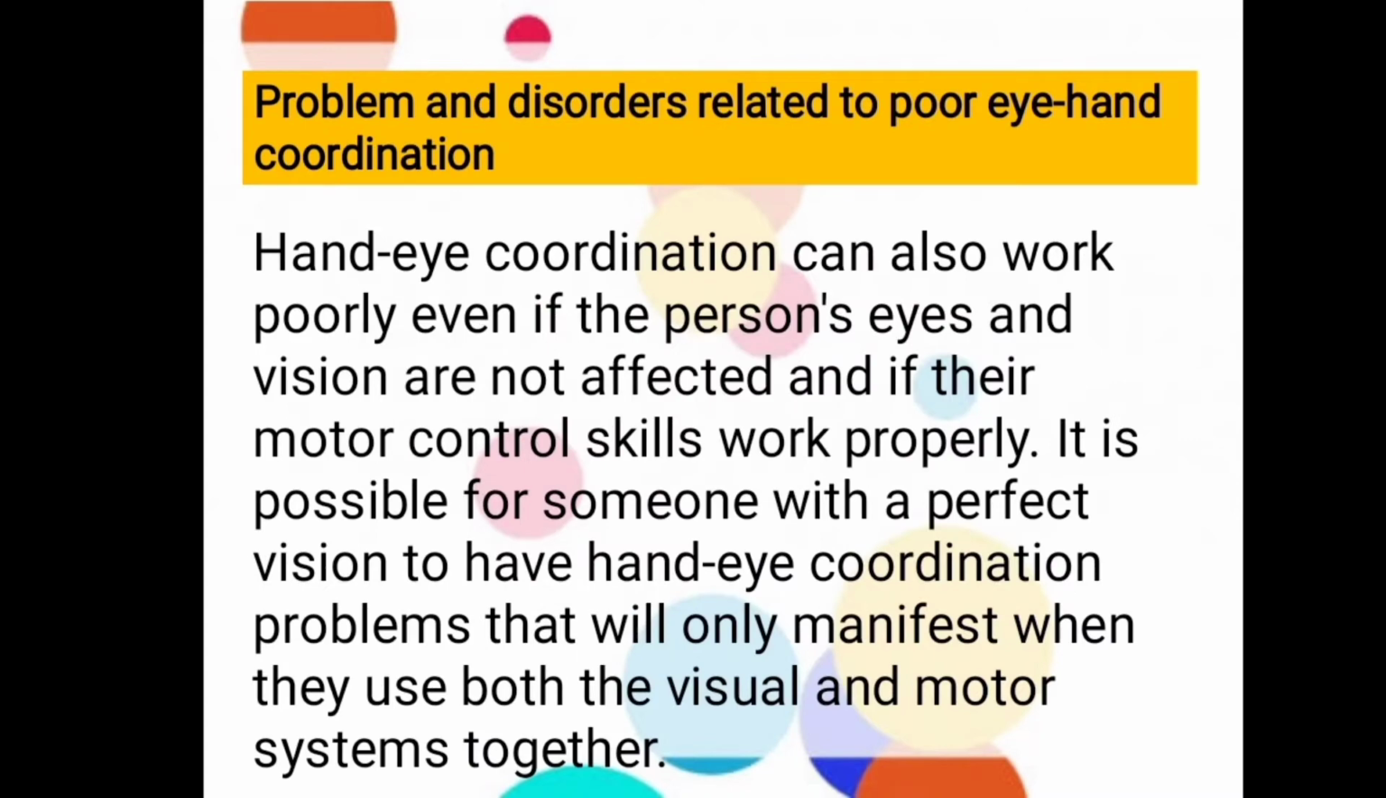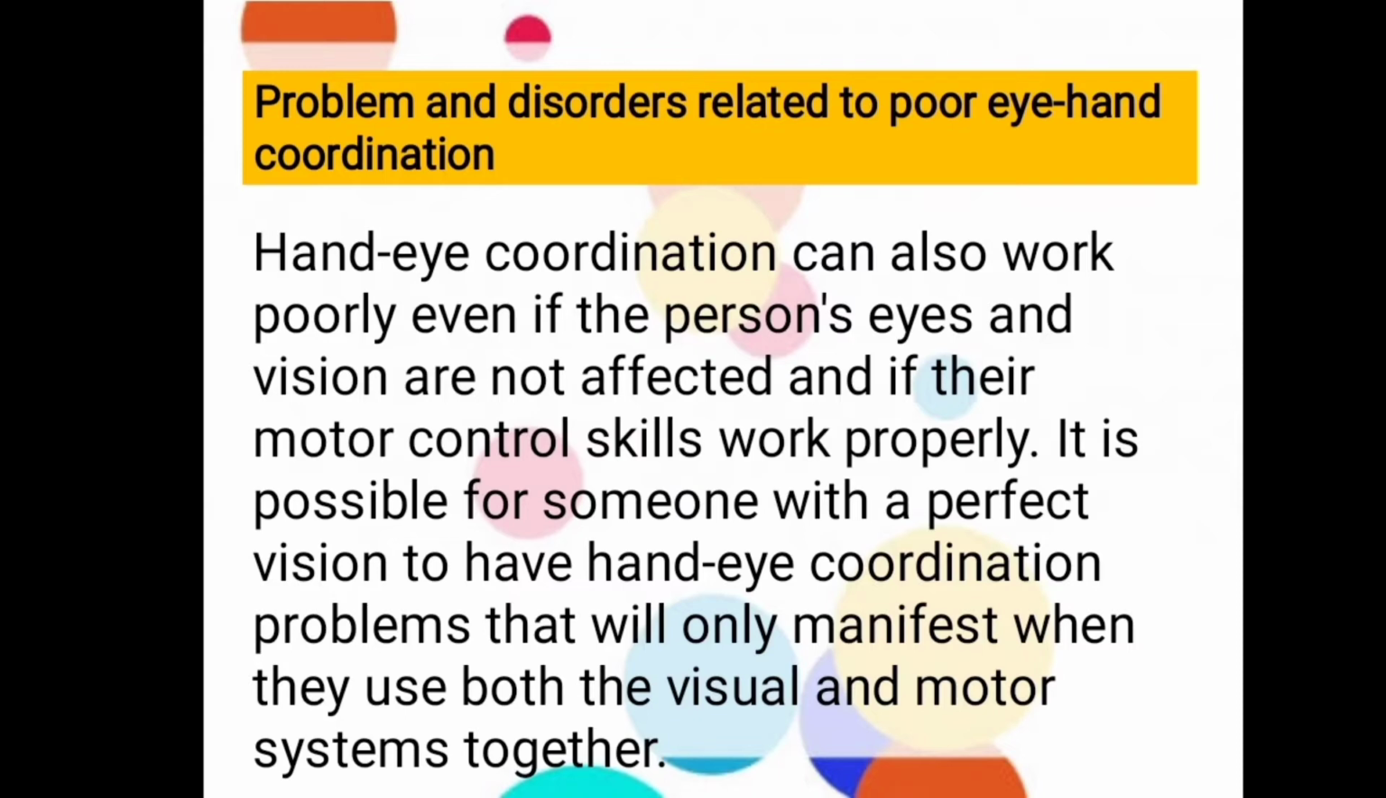Problems and disorders related to poor hand-eye coordination. Hand-eye coordination can also work poorly even if the person's eyes and vision are not affected, and if their motor control skills work properly. It is possible for someone with perfect vision to have hand-eye coordination problems that will only manifest when they use both the visual and motor system together.